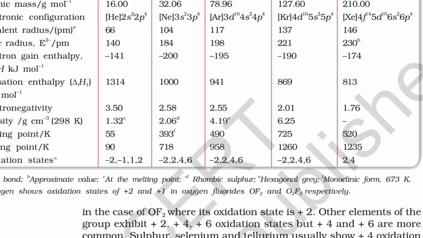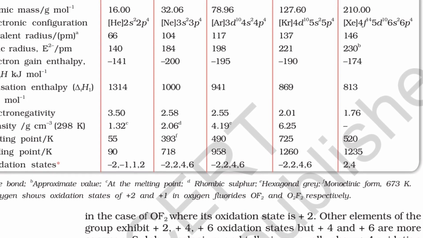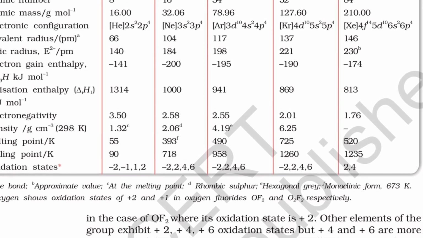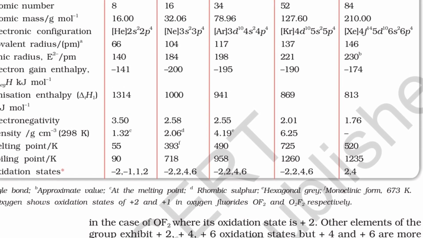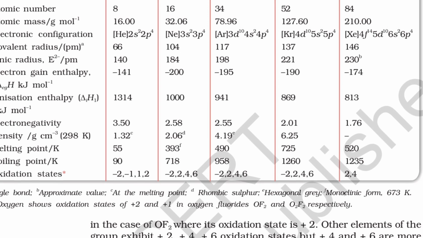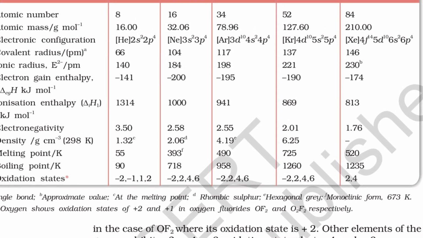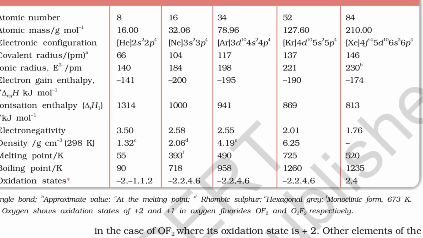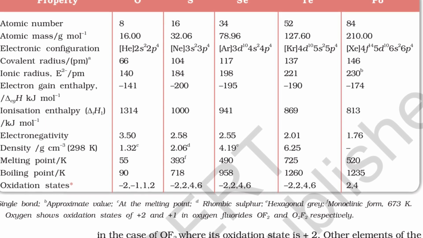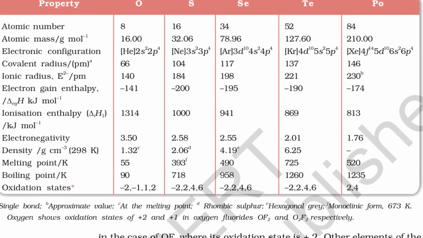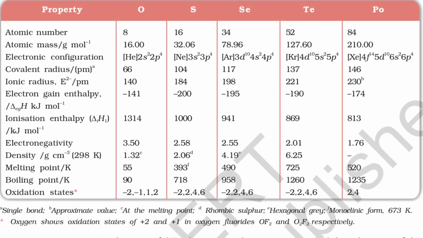Electronegativity: 3.50 for oxygen, 2.58, 2.55. Sulfur and selenium are very close, decreasing down the group. Density increasing, but for polonium it is not mentioned. Melting points increasing, but polonium is less than tellurium. Boiling points increasing, but polonium is less than tellurium. Oxidation states: we know oxygen shows -2, -1, +1, +2. Sulfur: -2, +2, +4, +6. Selenium also same, tellurium also same, and polonium +2, +4.